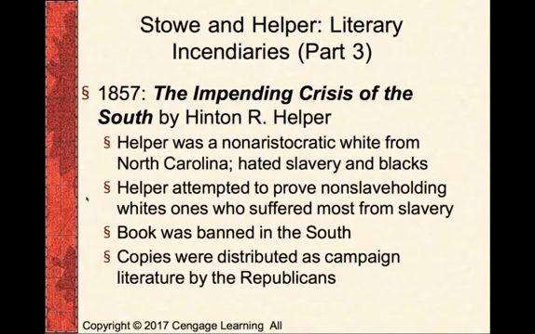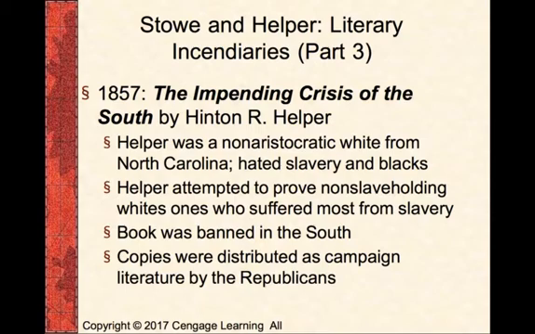There was another book also in 1857, not the literary giant of Uncle Tom's Cabin, but a book called The Impending Crisis of the South, written by a Southerner in 1857. Now, Hinton Helper was a non-aristocratic white from North Carolina. He not only hated slavery, but he also hated blacks too. So it wasn't like he was an abolitionist per se because of the mistreatment of blacks.